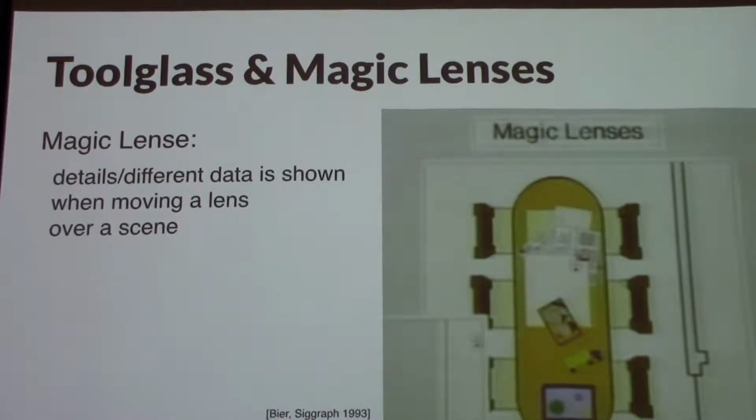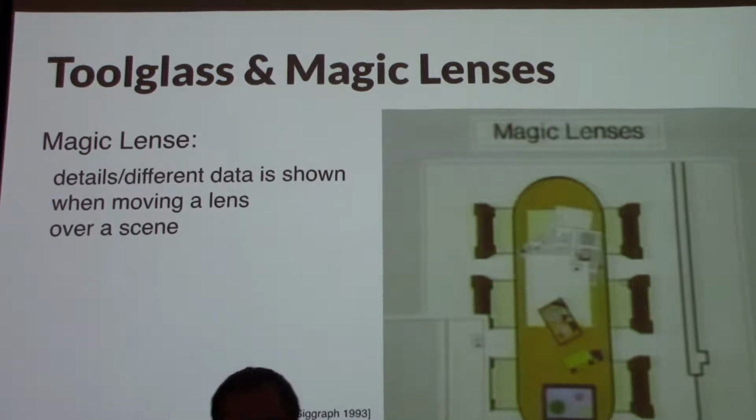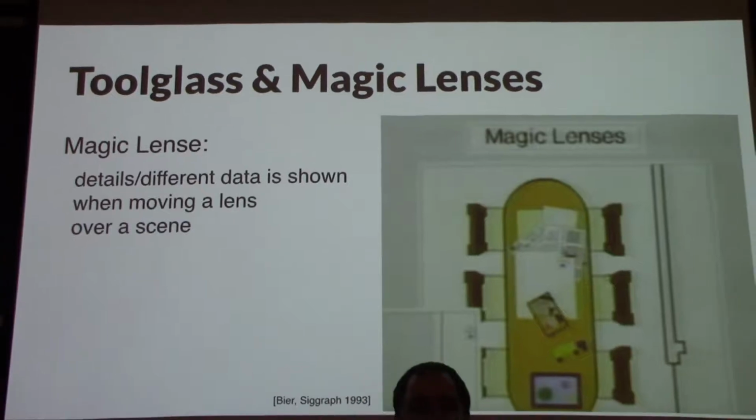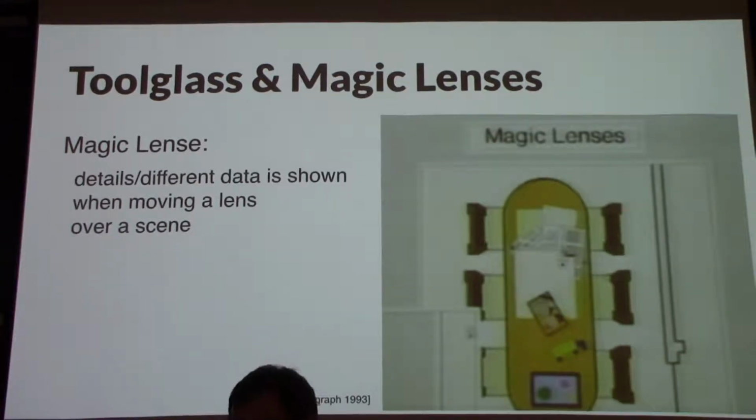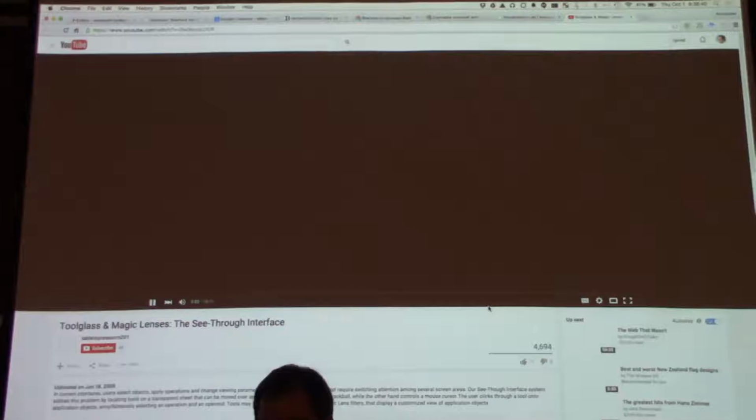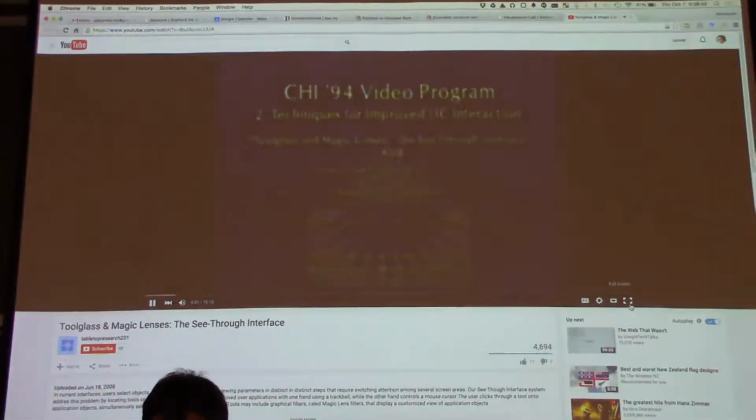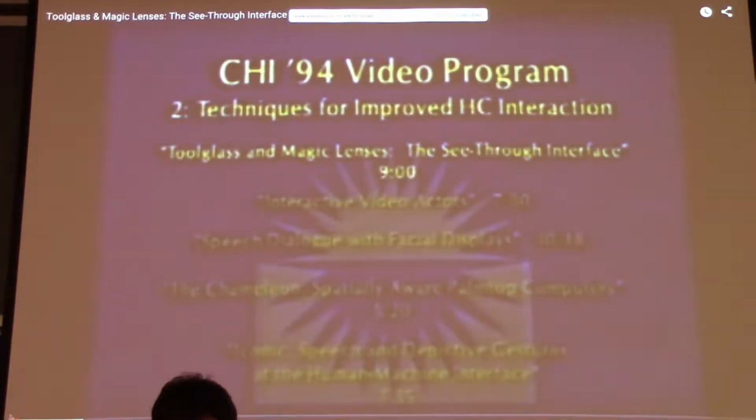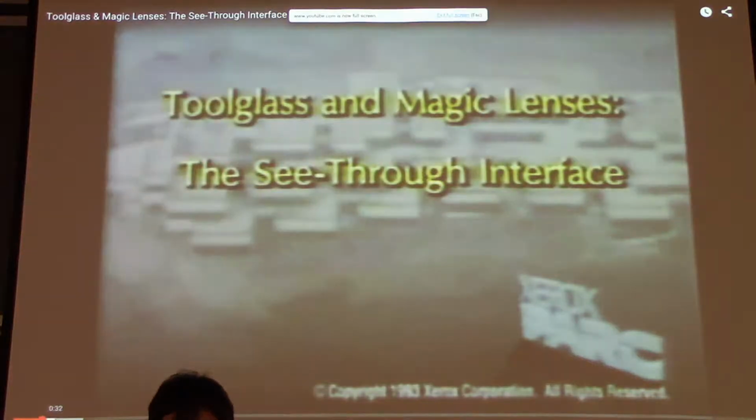And so the idea of magic lenses is that details or different data are shown when moving a lens over a scene. So you have a virtual lens, and then you would show a different representation. You can see that in this video. We'll first start with ToolGlass.